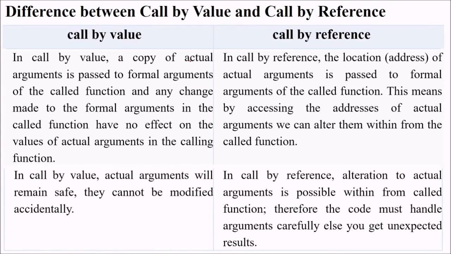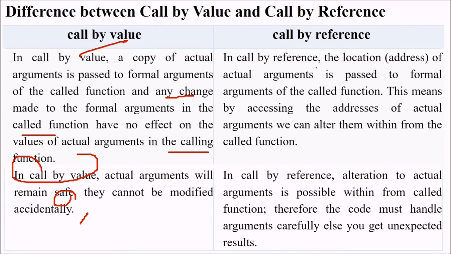Then we'll see the difference in other terms also. In call by value, a copy of the actual argument is passed to the formal argument of the called function, and any change made to the formal argument in the called function has no effect on the value of the actual argument in the calling function. So in call by value, actual arguments remain safe; they cannot be modified accidentally.